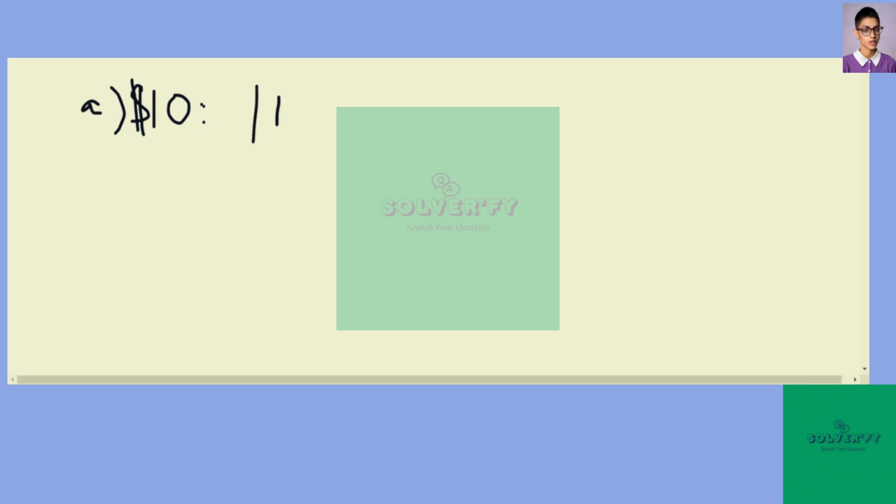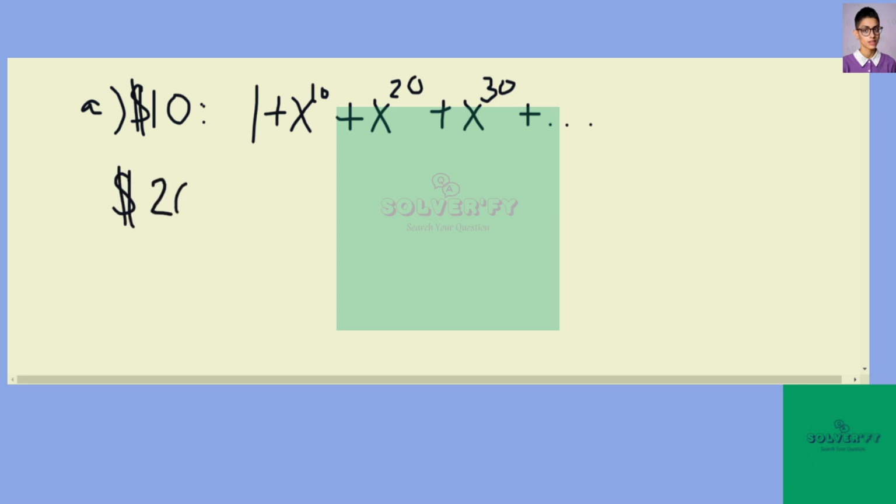So this is 1 plus x to the 10th, plus x to the 20th, plus x to the 30th, and so on. For the $20 bill, we can make any multiple of $20, so the generating function is going to include all powers of x which are divisible by 20. So this is 1 plus x to the 20th, plus x to the 40th, and so on.